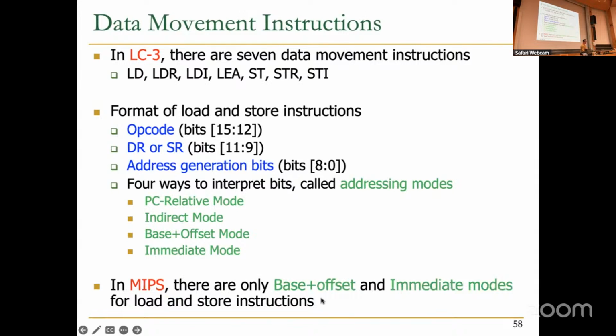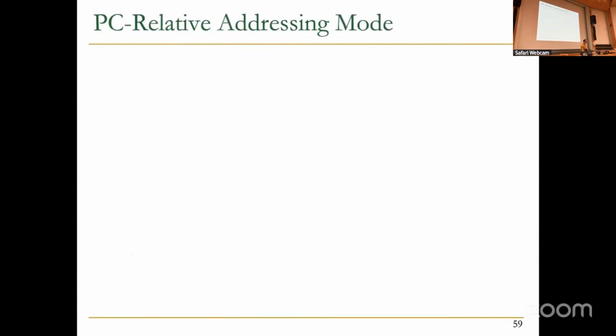In MIPS, there are only base plus offset and immediate modes, actually. There's no indirect mode. And there's no PC relative mode, at least for data movement instructions. There's a PC relative mode for jump J-type instructions that we have seen in the past, and we're probably going to see soon again. Okay, let's take a look at this PC relative addressing mode.